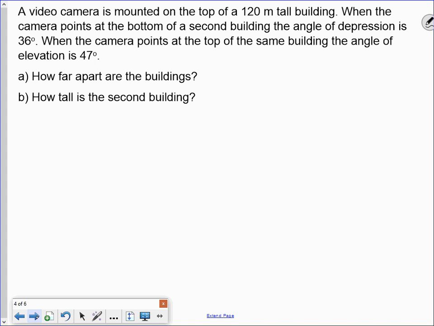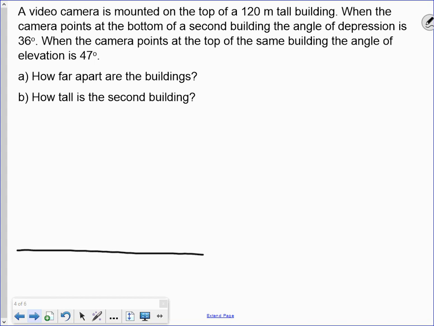When the camera points at the top of the same building, being the other building, the angle of elevation is 47 degrees. And we're asked a couple of questions here about this situation. So let's, again, start off with our diagram here.